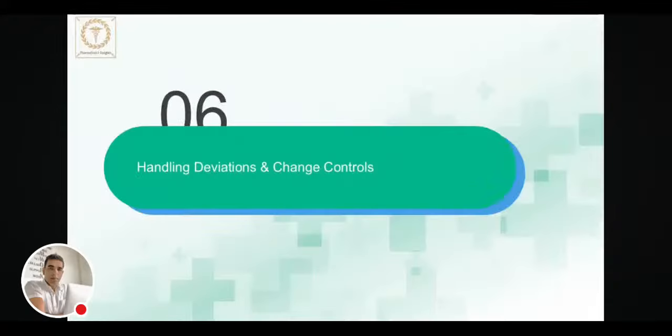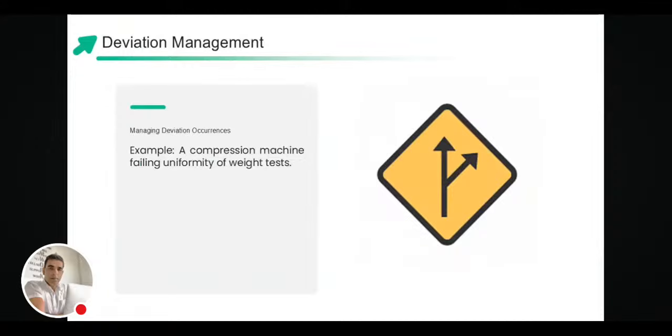When handling deviations and changes during the qualification process, it's essential to follow a structured and documented approach to maintain compliance and uphold the integrity of the entire process. Here's how to manage them effectively. Deviations occur when test results fail to meet the predefined acceptance criteria set in the qualification protocol. For example, if a tablet compression machine fails the weight uniformity test, it signals that the equipment isn't performing as expected. In such cases, a thorough investigation is required to determine the root cause.